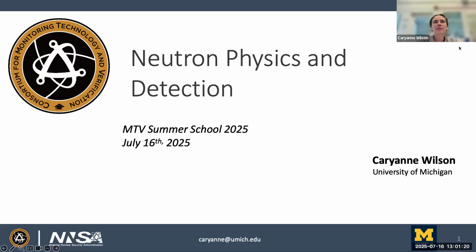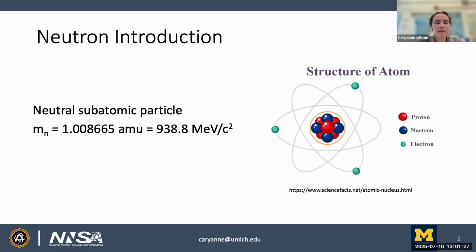All right, so welcome to the lecture on neutron physics and detection. I'm going to start very basic. What is a neutron? It's a neutral subatomic particle, and it has a rest mass close to 1 atomic mass unit, or 939 MeV per c squared, if you prefer that unit.